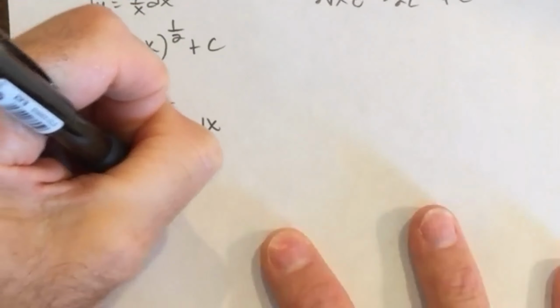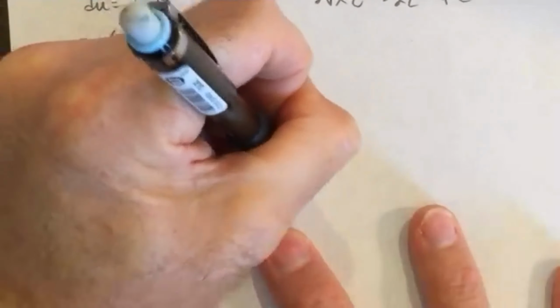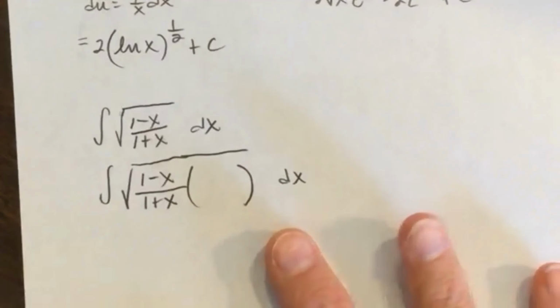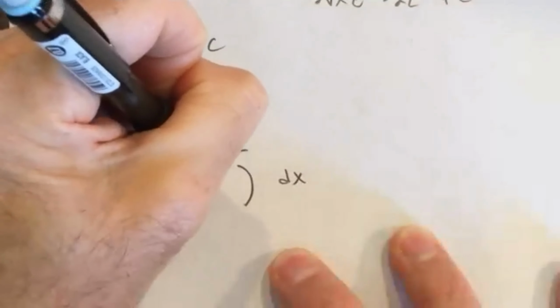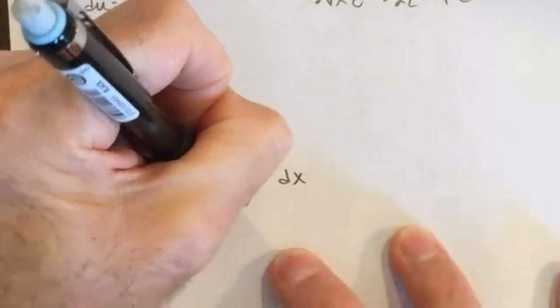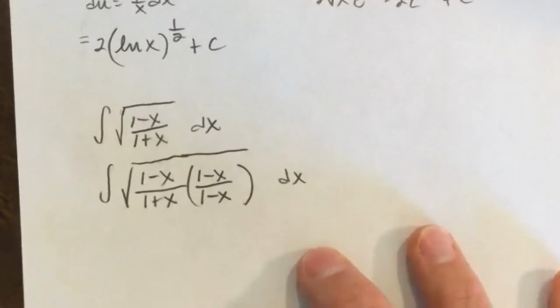It's the age-old trick of multiplying this by 1 and just figuring out a clever one to multiply it by. Here's what I'm thinking. How about 1 minus x over 1 minus x? That's certainly legal as long as x isn't 1.